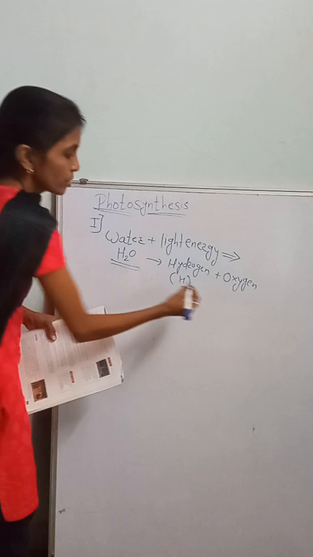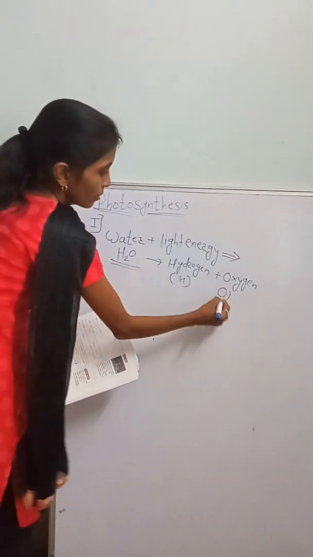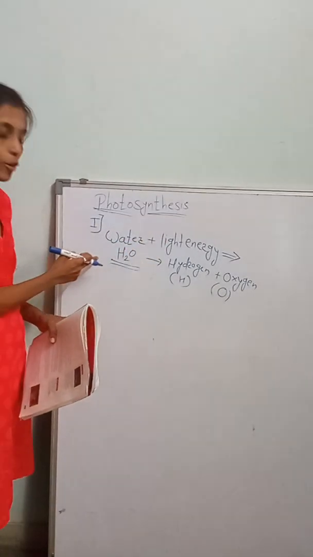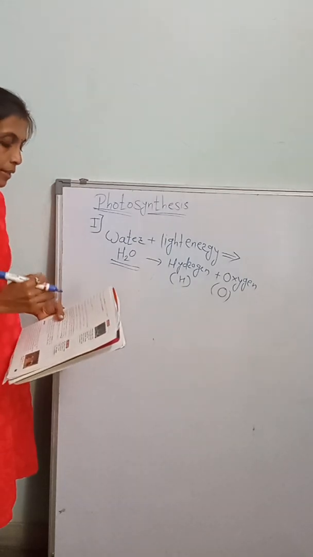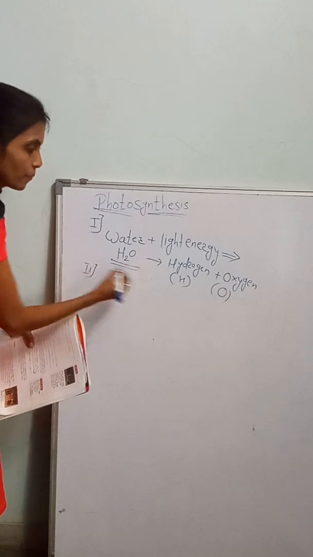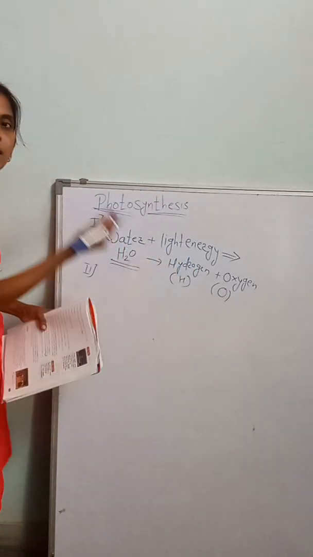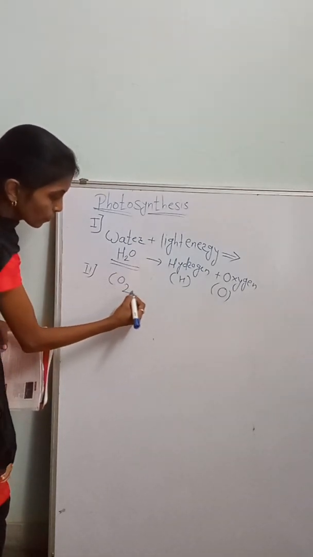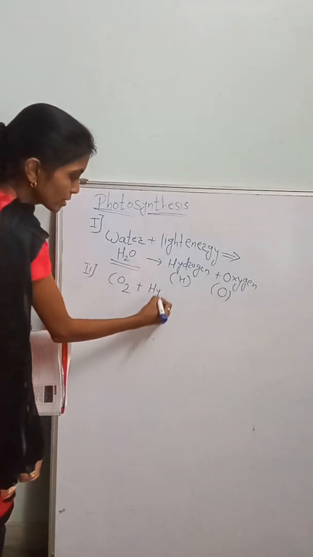And oxygen means O. This light energy splits up the water molecule into hydrogen and oxygen. Then in the second step, this hydrogen is combined with the carbon dioxide, CO2.